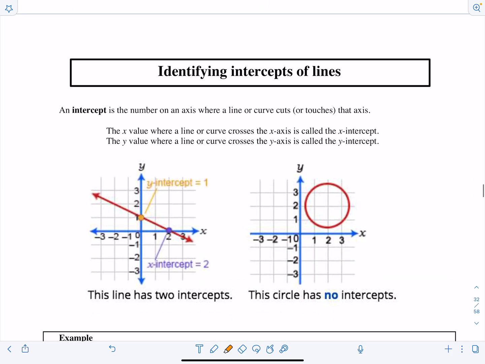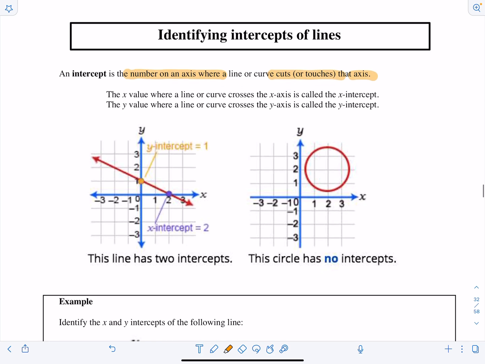Okay, so let's have a look at intercepts. An intercept is the number on the axis where the line or curve cuts or touches that axis. So the x value where a line or a curve crosses the x-axis is called the x-intercept. The y value is called the y-intercept.